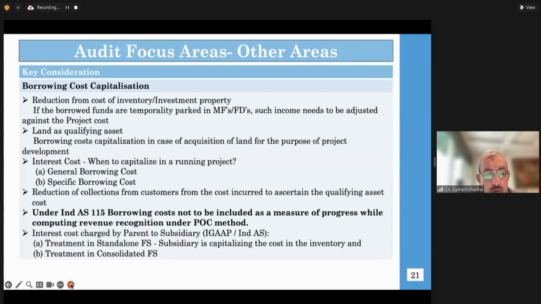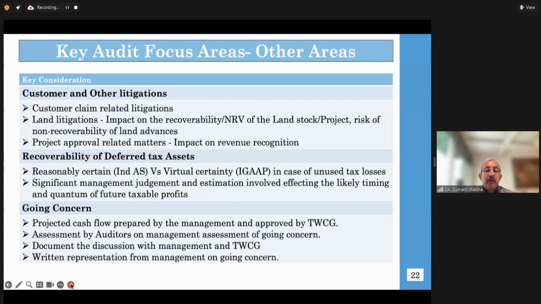So interest cost charged by parent to subsidiary and treatment in standalone financial statements. Subsidiaries capitalizing the cost in the inventory, then how do I consider it in my books? And with that, when it is not a subsidiary, but it's a related party, or joint venture or unrelated party, how do I treat that also? Because the valuation will be impacted. We have other considerations, my friend.